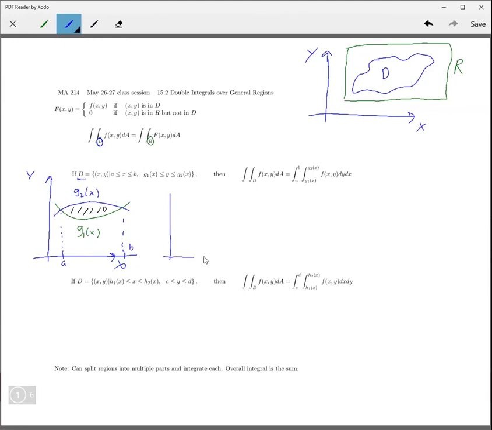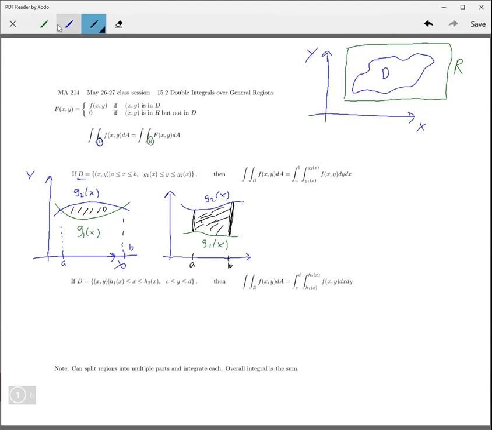Another situation would be something like this, where we just have G2 of X up here, and then G1 of X down here, and then A is just some point here and B is some other point there, and your region is defined like this. I'm just pointing out that the A and the B don't necessarily have to be where these two curves intersect or anything. It could just be that you only want to know what this area is in between.